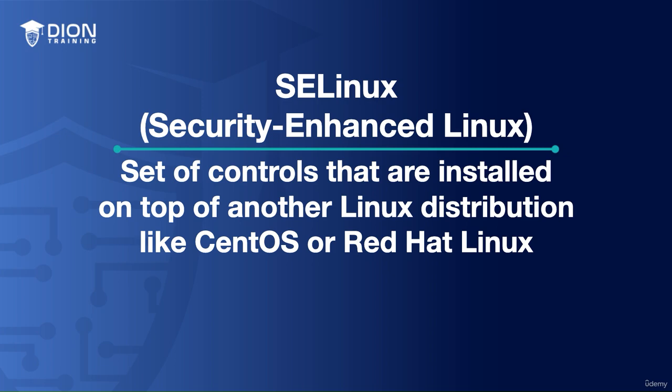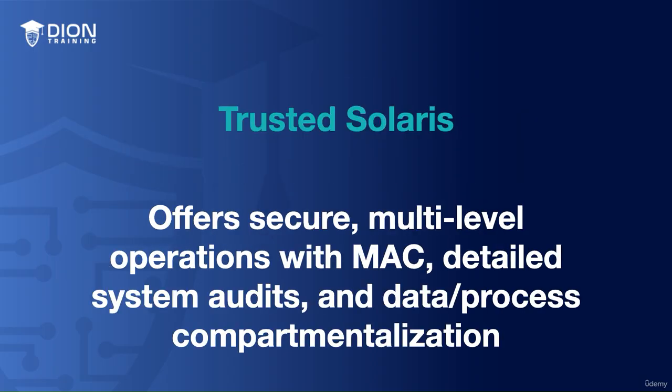SE Linux uses policies to enforce security properties and can confine potentially harmful processes to limit the impact of the vulnerabilities. The Trusted Solaris operating system is yet another example of a distribution that's configured to use MAC. Trusted Solaris is designed to provide secure multi-level operations while implementing MAC, and it gives us detailed auditing of our system events as well as compartmentalization to isolate our processes and our data.